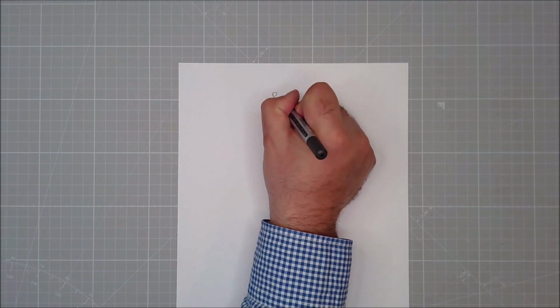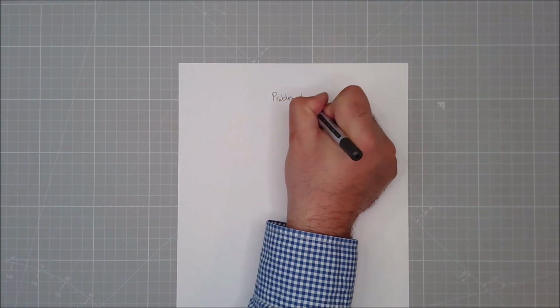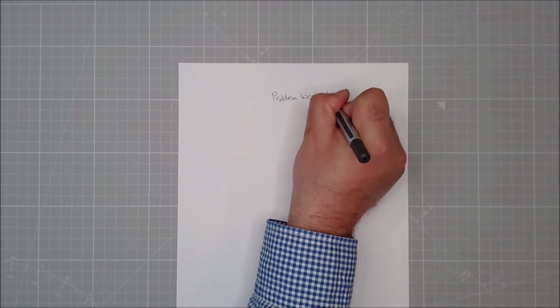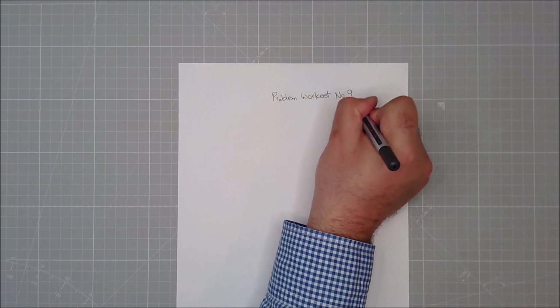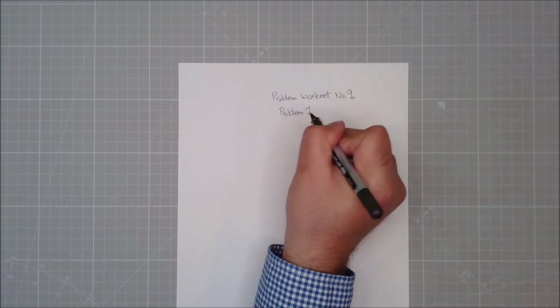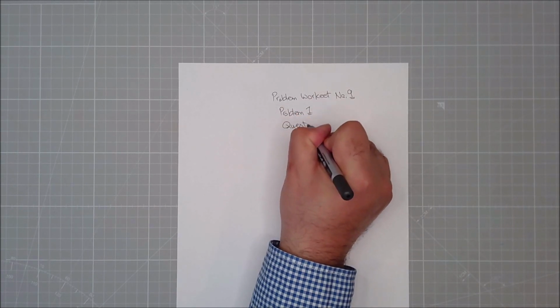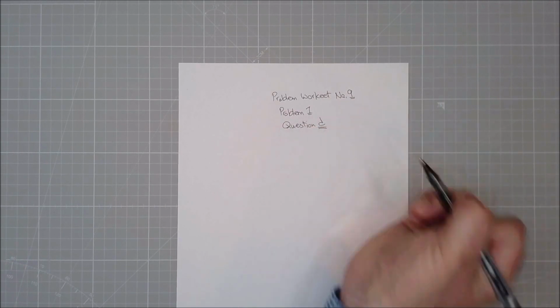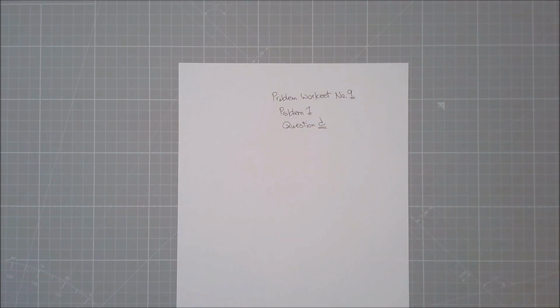Now let's do one example in which we use virtual work to calculate the deflection of a frame. This is problem worksheet number 9, problem 1, question D. And it's very similar to the example that we saw in the lecture.